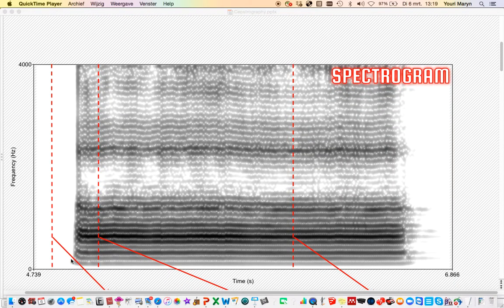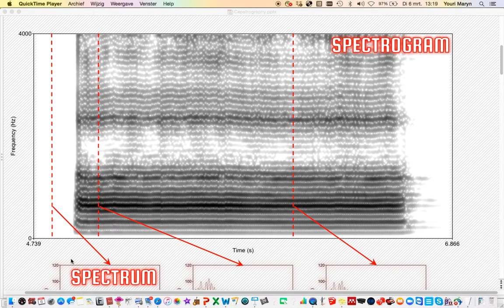However, let's start by looking at a spectrogram. Here you have a typical spectrogram with voice onset, voice offset, and then here below we have the first, or the lowest, horizontal line corresponding to the fundamental frequency. And then we have other, higher horizontal lines corresponding to harmonics.